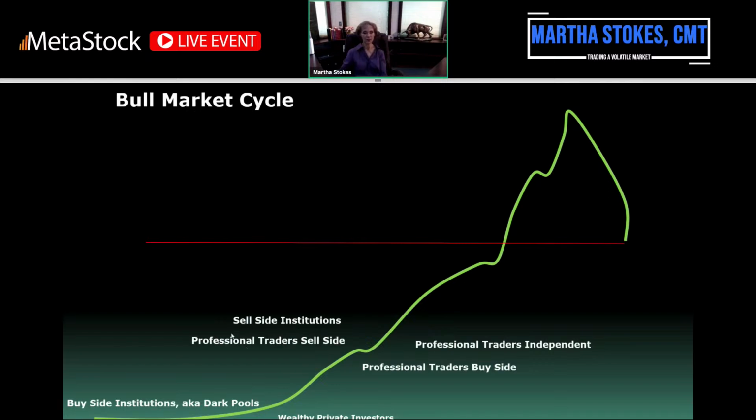Sell-side institutions also have huge floors. Sell-side institutions are mostly banks and Goldman Sachs and other companies like that. So they are short-term. These are long-term. These can be long-term or short-term traders. They're all on the professional side.